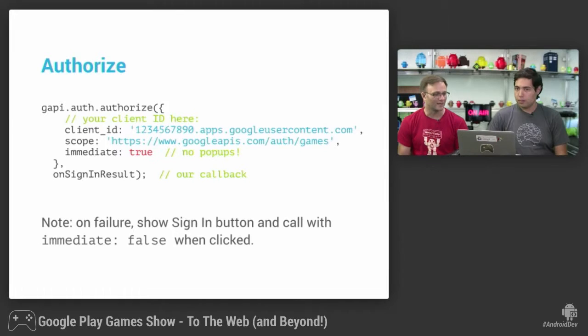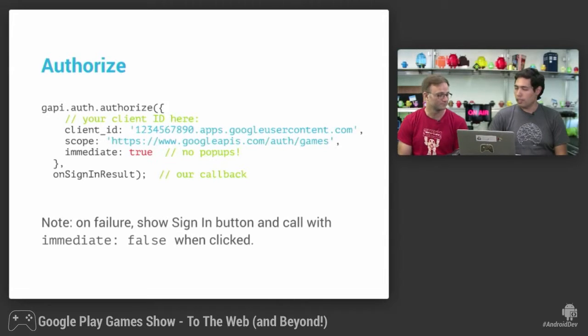I'll break in here and say immediate equals true generally succeeds if the user has signed into your application in the past. So this is usually for returning players that have already signed in, they've already accepted. You don't want them to have to press a sign in button every time they visit your game. And so this call essentially tries to log them in behind the scenes. It's when that attempt fails that you then say, oh, all right, maybe we should show a "hey, click here to sign in" button.